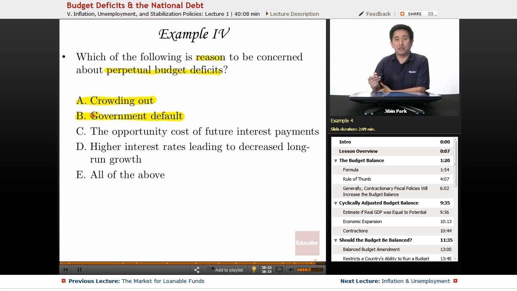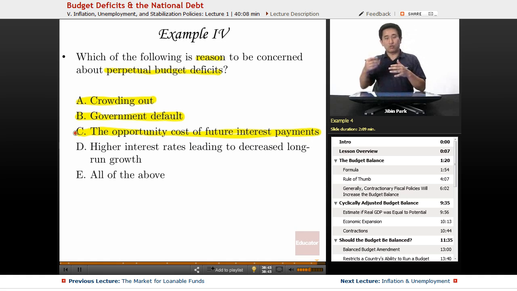Happened in Argentina in 2001. Hasn't happened yet in the United States. Let's keep our fingers crossed. The opportunity cost of future interest payments. Absolutely. When you accrue debt, you're adding interest and interest payments, and it gets higher and higher. So the current income is basically being used to pay interest. So as we build up a higher and higher deficit, it means less and less for future generations.